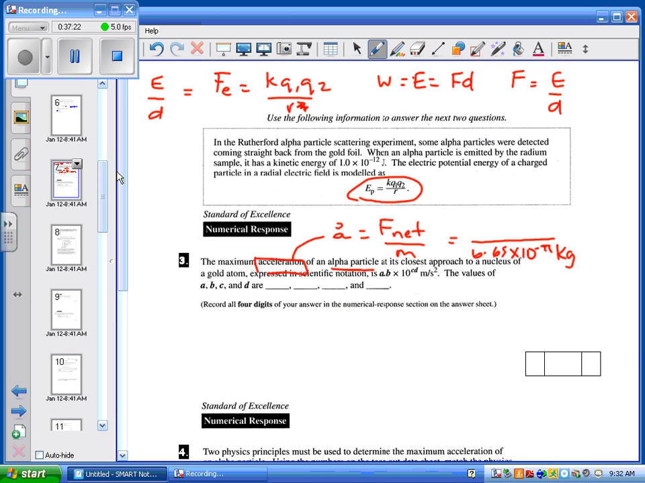And 27. Yeah, negative 5 kilograms. That's not your formula sheet. You guys should have that memorized.